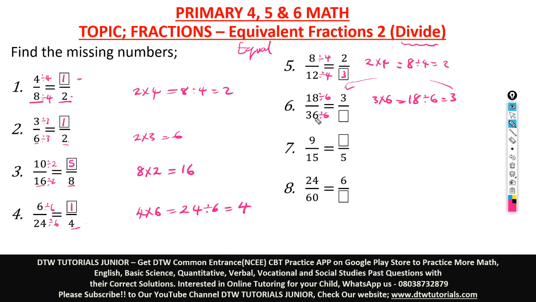Then what is 36 divided by 6? How do you know this? From your multiplication table. Okay, you look at your 6 multiplication table. 6 times what gives us 36? It is what? 6 times 6, which is 36. So 36 divided by 6 is 6. You see why your multiplication table is very important? You need to know this, okay?